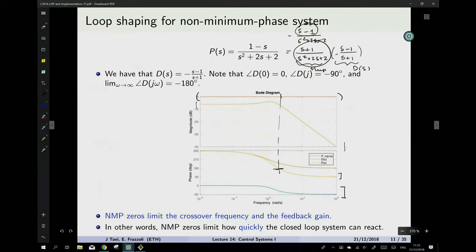Yes? Why do you get a phase margin there that is negative? You always said that it's the difference to minus 180.